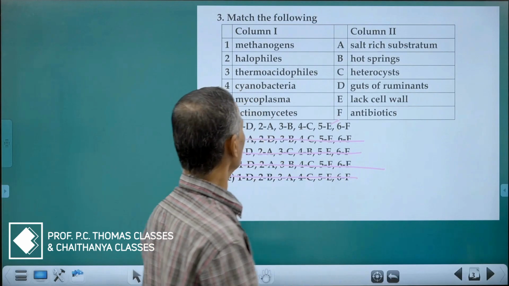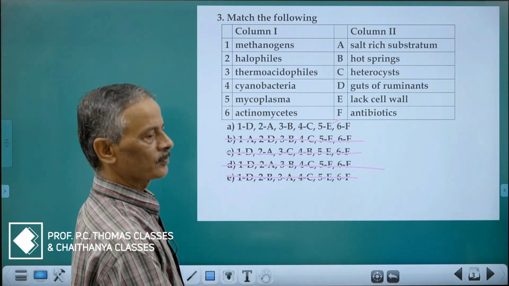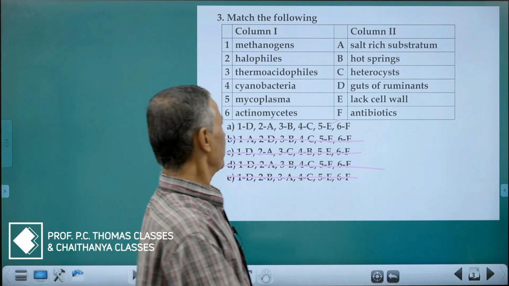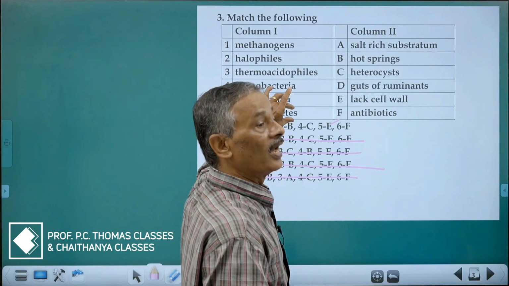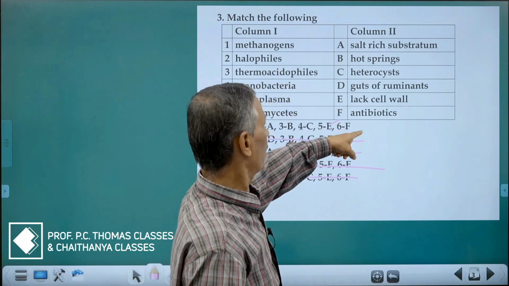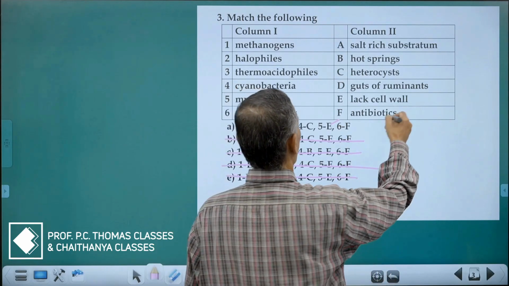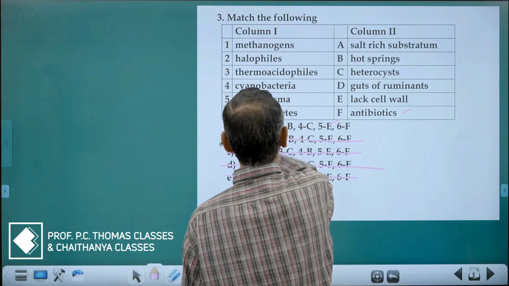So we eliminated this one. Actinomycetes. It's a category of bacteria which is capable of producing antibiotics. Okay. So F. Answer goes to A.